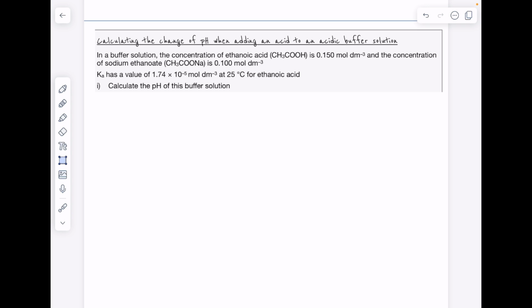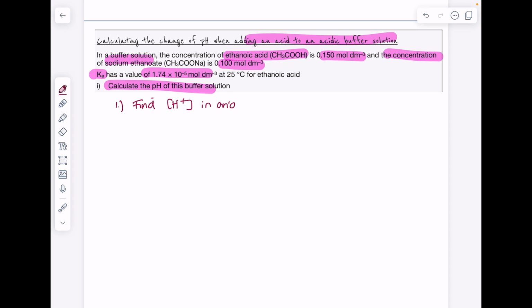So in the previous example, we calculated the change in pH when adding a base to an acidic buffer. This time we're adding an acid to an acidic buffer. In a buffer solution, the concentration of ethanoic acid is this, the concentration of sodium ethanoate is this, Ka has a value of this. Calculate the pH of this buffer solution. So slightly more straightforward. What you want to do first of all is find the concentration of H+ ions in the original buffer solution. So write our expression for Ka.